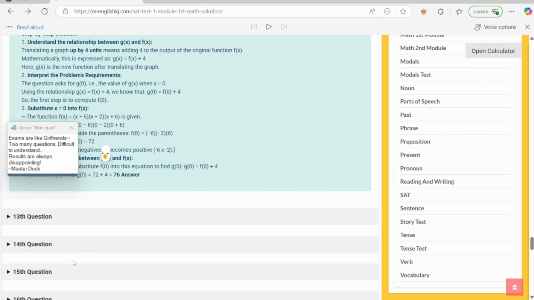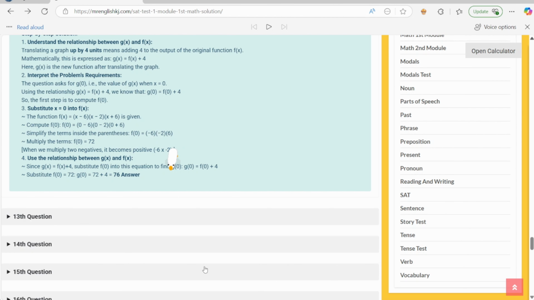Oh, Mr. Duck is here. Exams are like girlfriends. Too many questions, difficult to understand. Results are always disappointing. Okay. Mr. Duck is enlightening us with his wisdom.